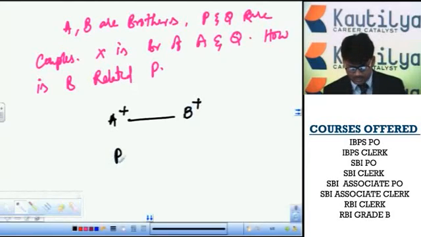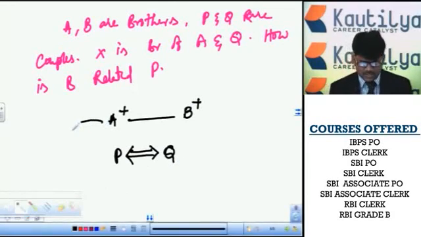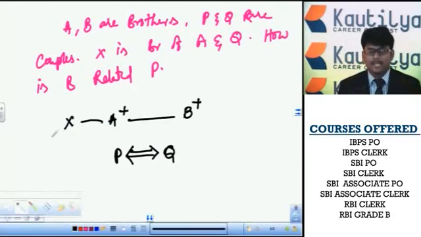P and Q are couples, represented by the double implies symbol. We don't know the genders of P and Q at all. Next relationship: X is a brother of A. A's brother is X. X is a plus person and brother of Q also.